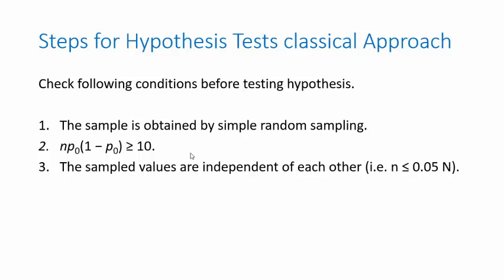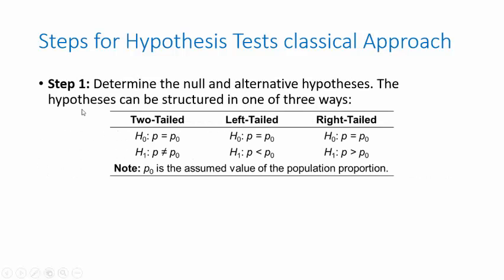Next we go to the steps. The first step is to determine the null and alternative hypotheses. The null hypothesis always looks like this: p is equal to p0, denoted by H0. Whether it is a two-tailed, left-tailed, or right-tailed test, the null hypothesis is always the same: p is equal to p0.